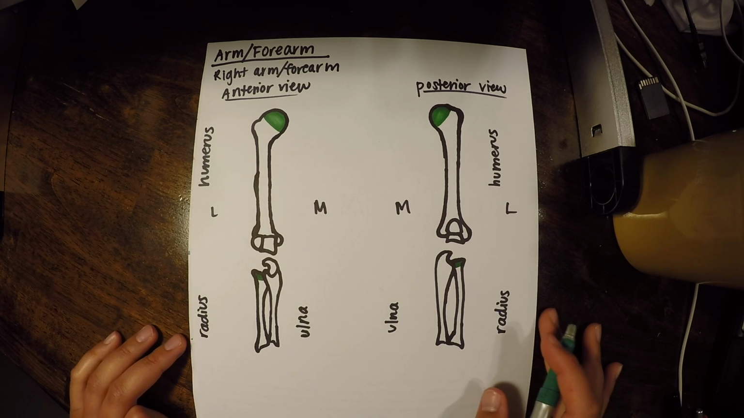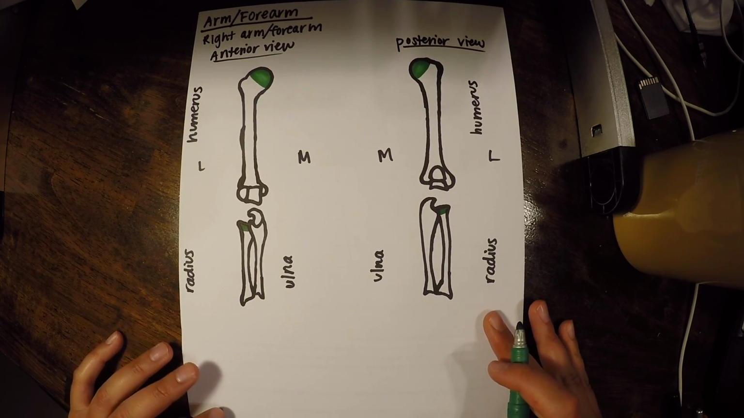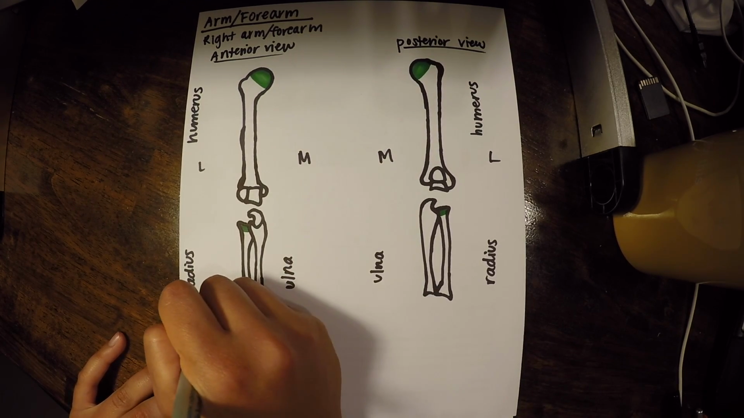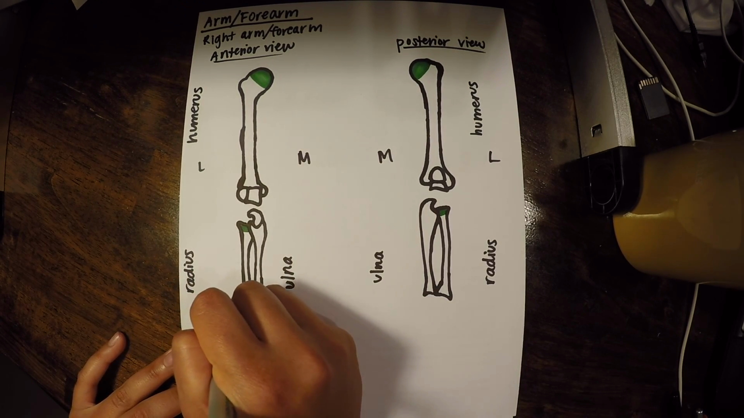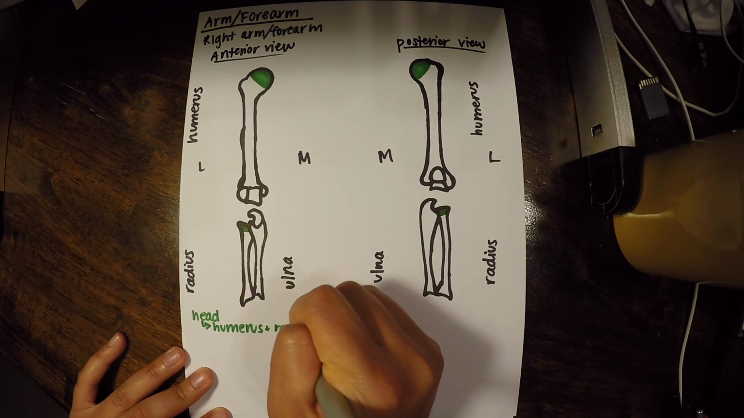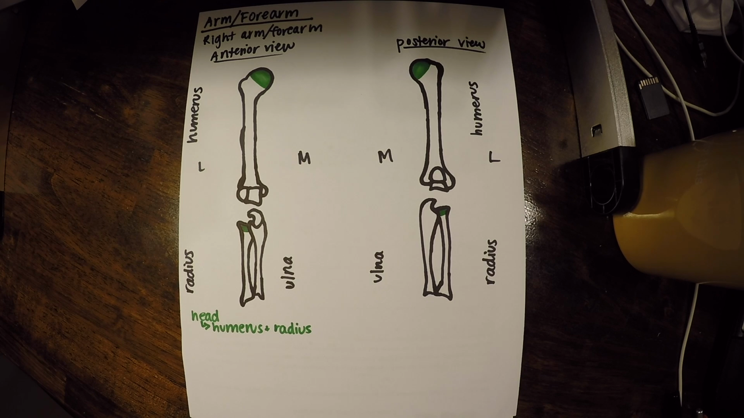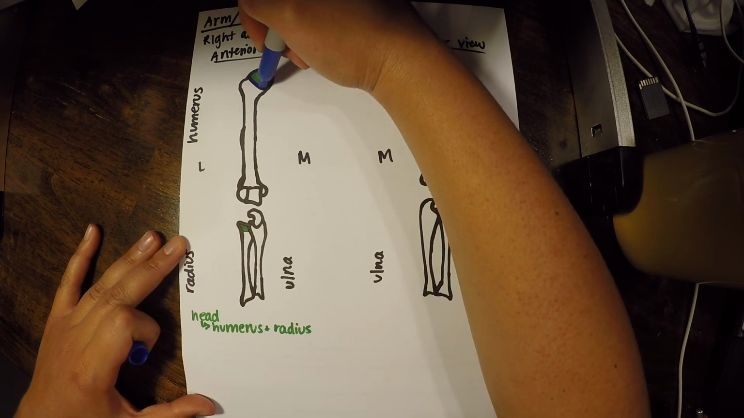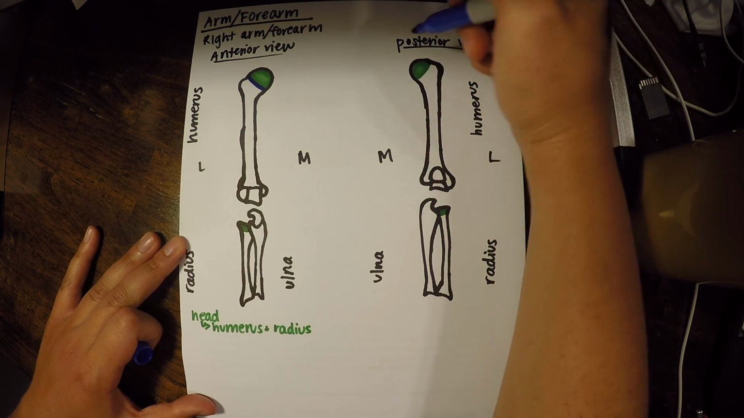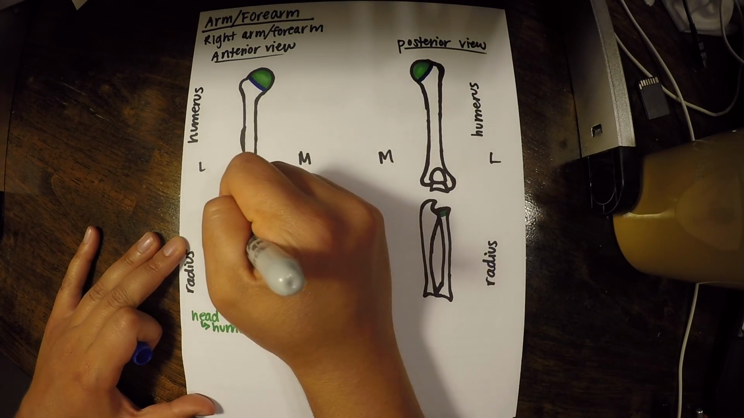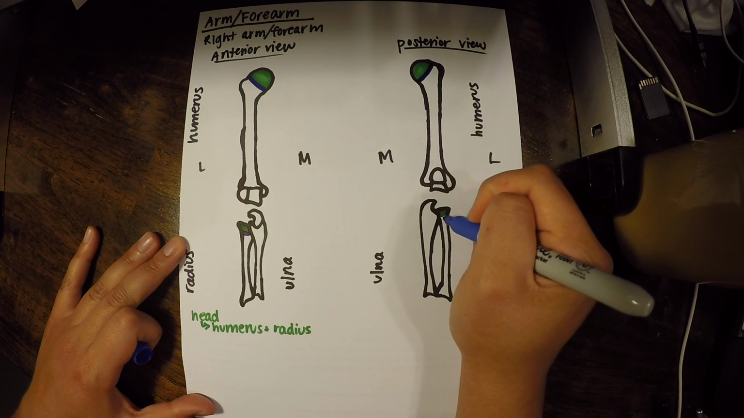All right, so I'm just going to put one label down below. I'm going to say the head, and then say that we have one of the humerus and radius. So same thing with the neck. We're going to have the neck of the humerus right here. This is the anatomical neck. We also have something called the surgical neck, but that's only of the humerus, not of the radius.